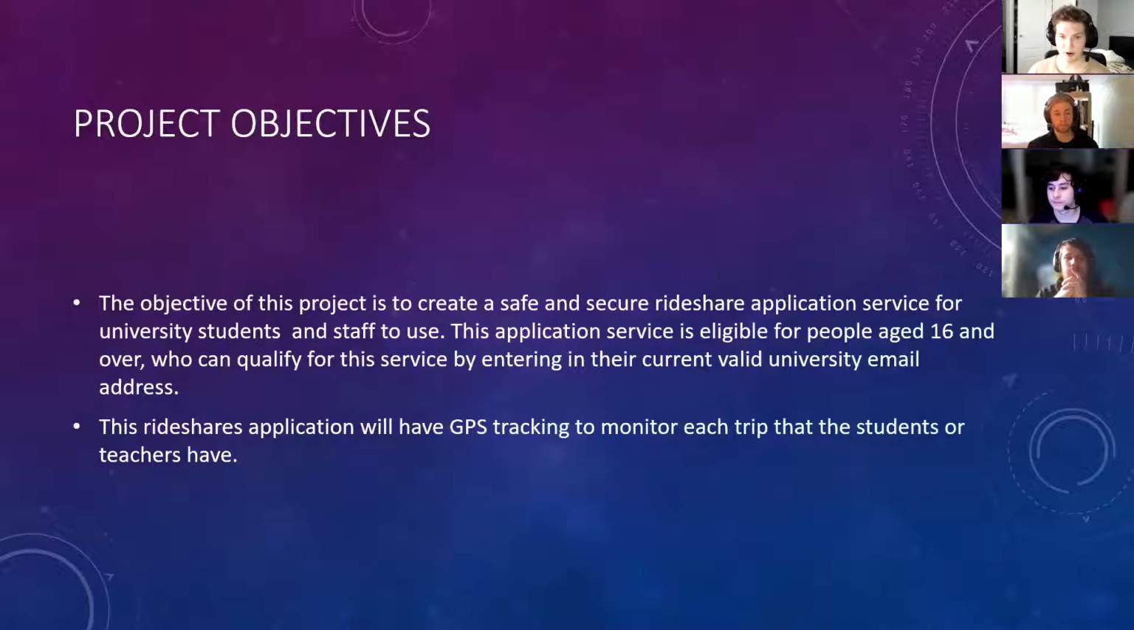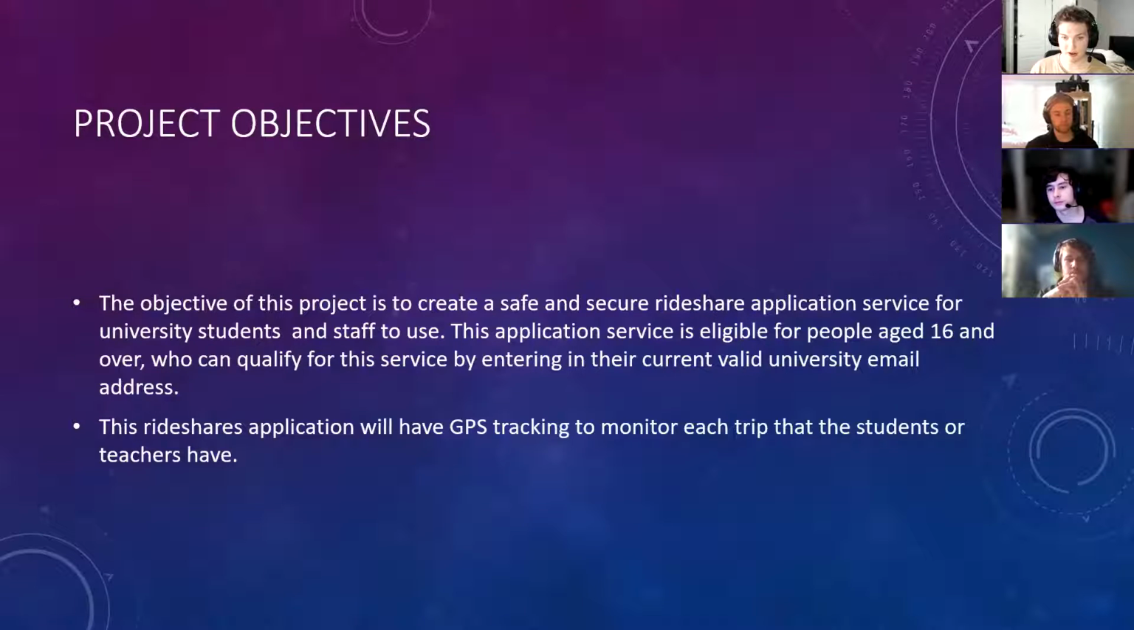The objective of this project is to create a safe and secure rideshare application service for university students and staff to use. This application service is eligible for people aged 16 and over who can qualify for this service by entering their current valid university email address. This email address will verify if the current student is attending a university. The project aims to cater for a safe and reliable share ride service for current students and staff.